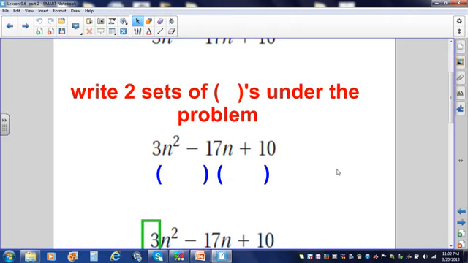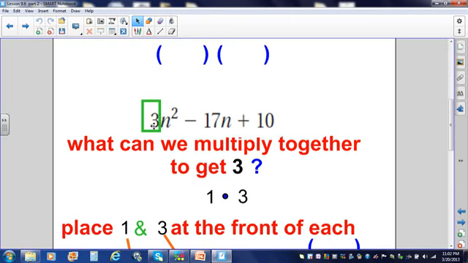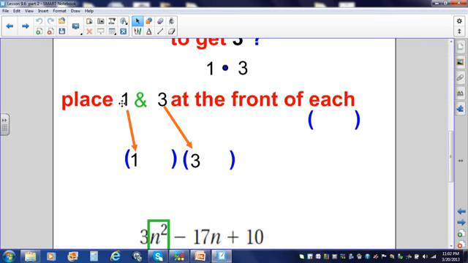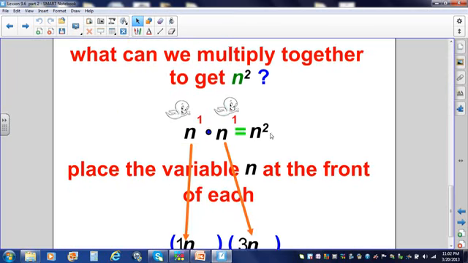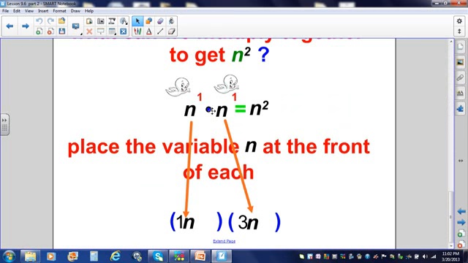Easy pleasy. Next thing we're going to do is look at this coefficient. It's not 1, it's 3. So what can we multiply together to make 3? 1 times 3. So we're going to place a 1 and a 3 at the front of each of our parentheses. Place a 1 and a 3 because 1 times 3 gives us 3. Now let's look at our variable. What can we multiply together to get n squared? That would be n times n.